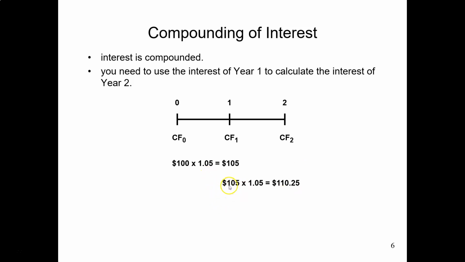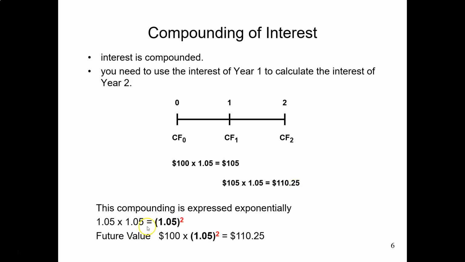Alternatively, you can write this $105 grows at 1.05. So it will be $110.25. For this course, we use the exponential expression. If you multiply 1.05 two times, it will be 1.05 to the power of 2. So for $100 today, the future value will be $100 multiplied by 1.05 to the power of 2. That is $110.25 2 years after.